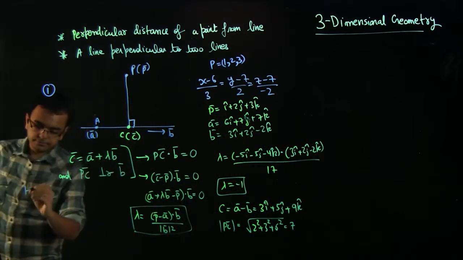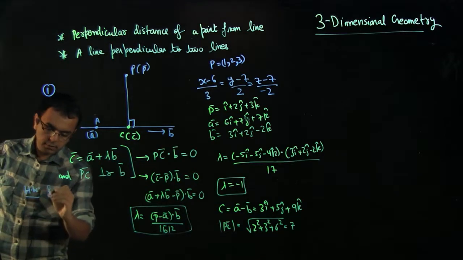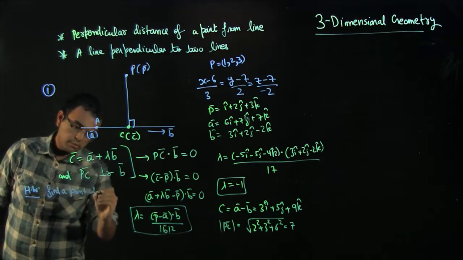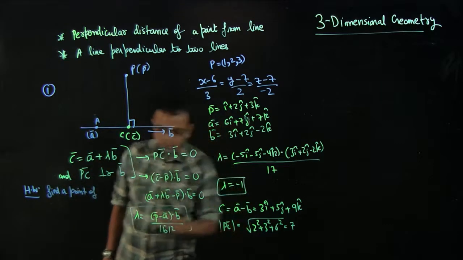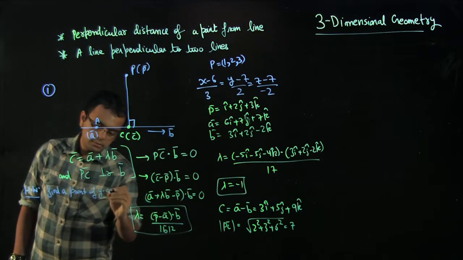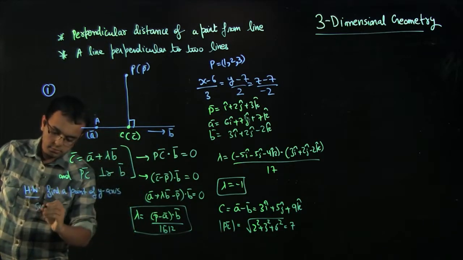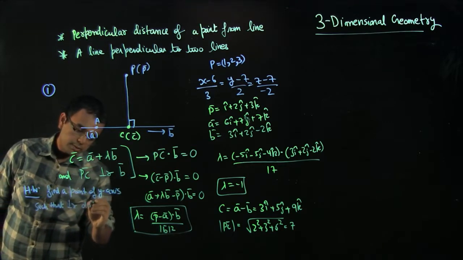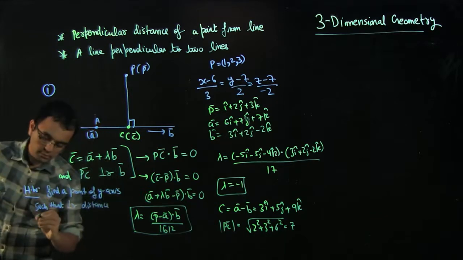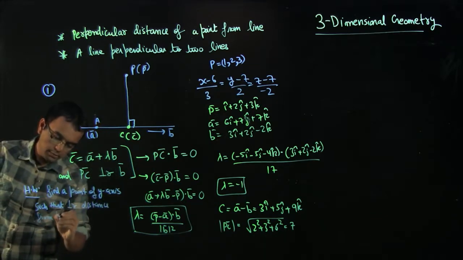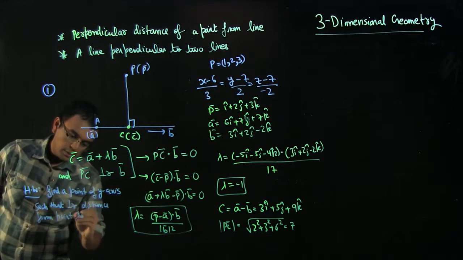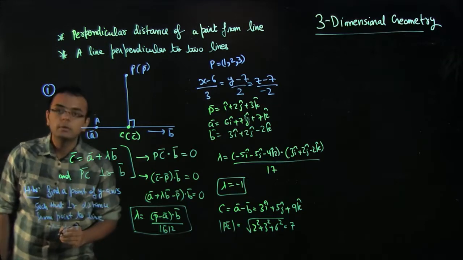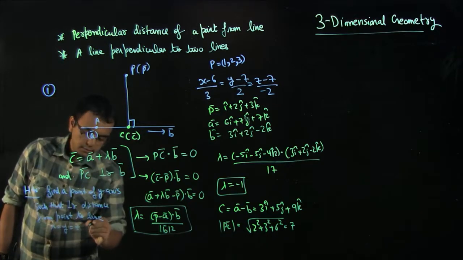The homework is: find a point on the y axis such that the perpendicular distance from the point to the line x equal to y equal to z is unity.